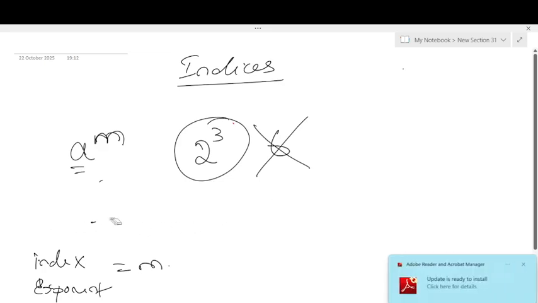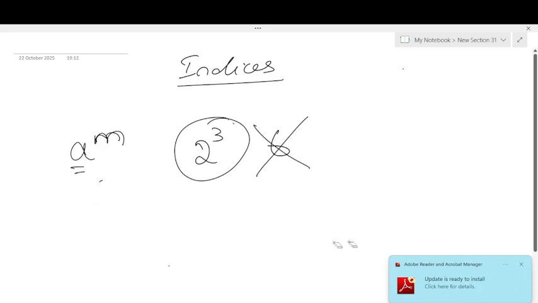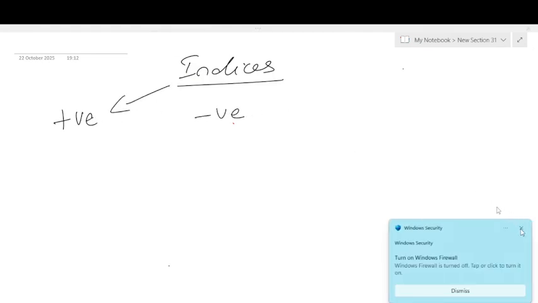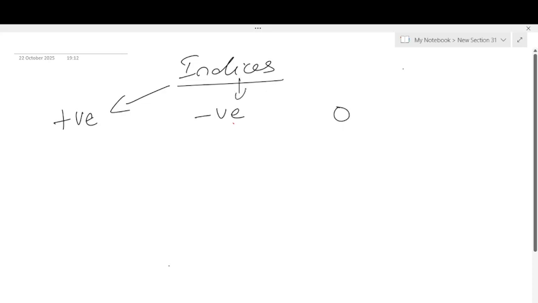Is this clear? Did you all understand what is indices? Just multiply the base, you get the value. Now, types of indices. First, you'll have positive index, negative, zero index, and fraction. You'll have fractional index.